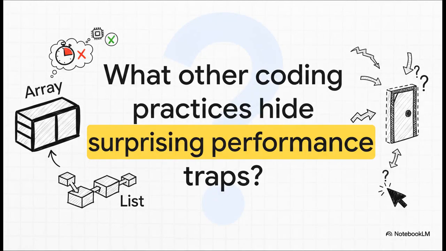And this brings us to the final thought. The array versus list dilemma is a perfect example of a tiny choice that has these deep, hidden consequences. It really makes you wonder, doesn't it? What other seemingly simple choices in our daily code are hiding these kinds of performance or correctness traps right under our noses? Something to chew on.